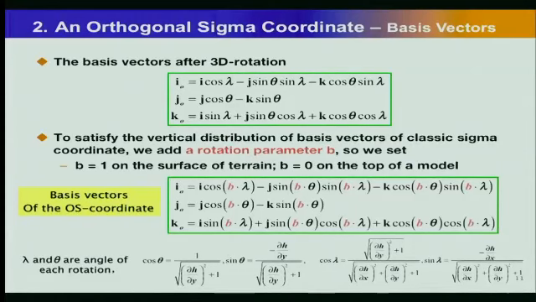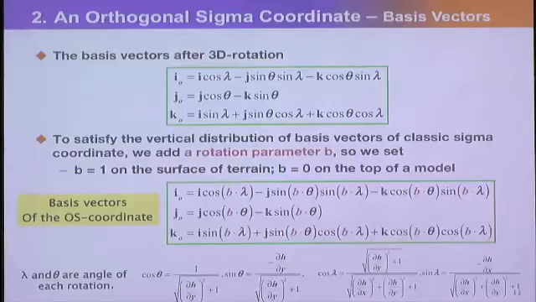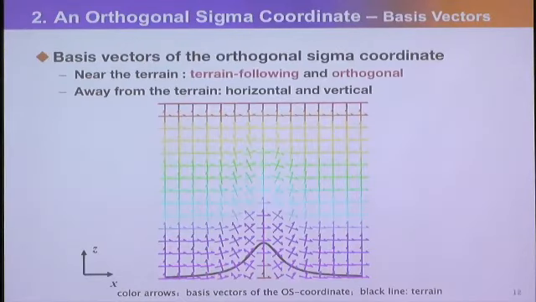Here is the expression. And to satisfy the vertical distribution of the basis vectors of the classic sigma coordinate, we add rotation parameters. So we set the rotation parameter b as 1 on the surface of terrain and 0 at the top of the model, just here. So we got the basis vectors of our new coordinate. Here is the expression. Then we draw a picture of it in 2D.